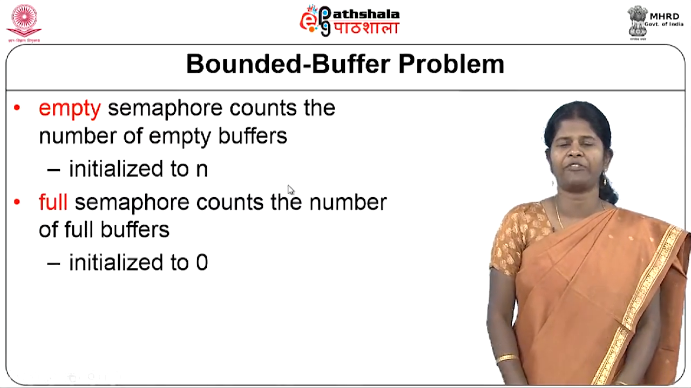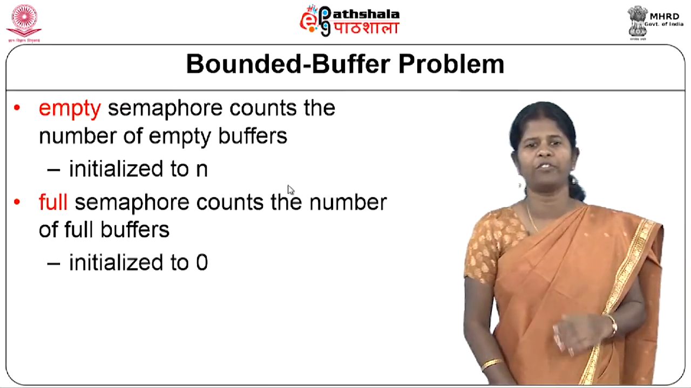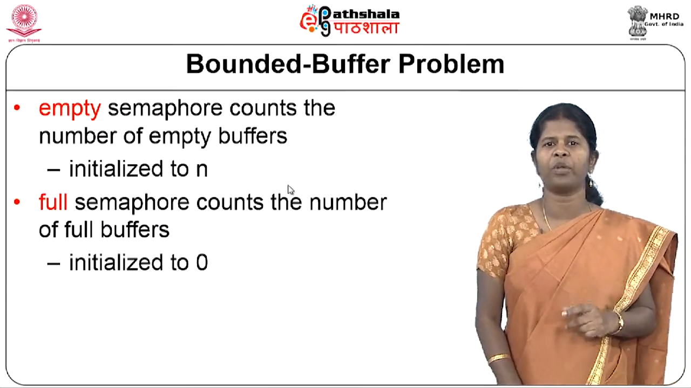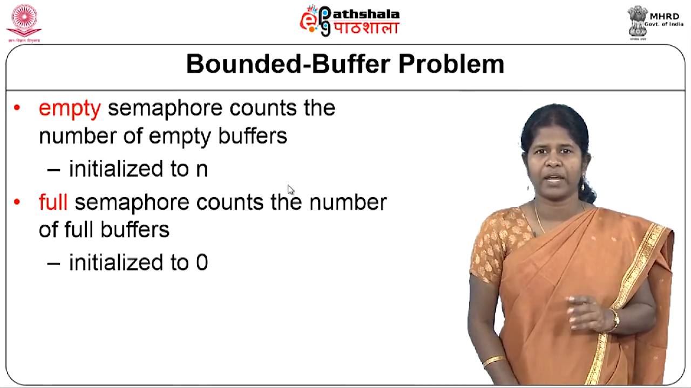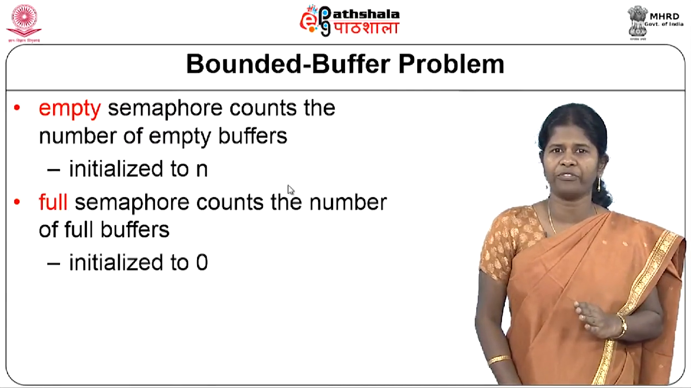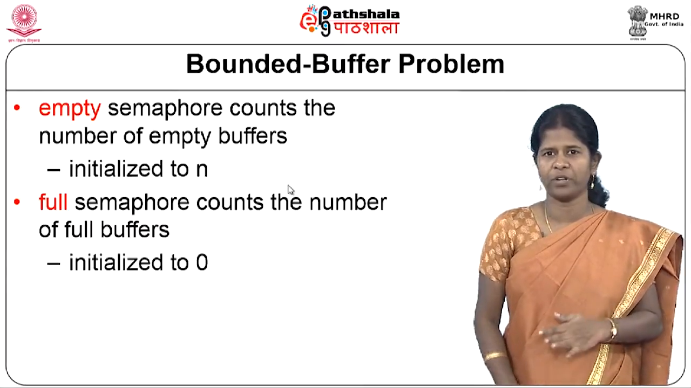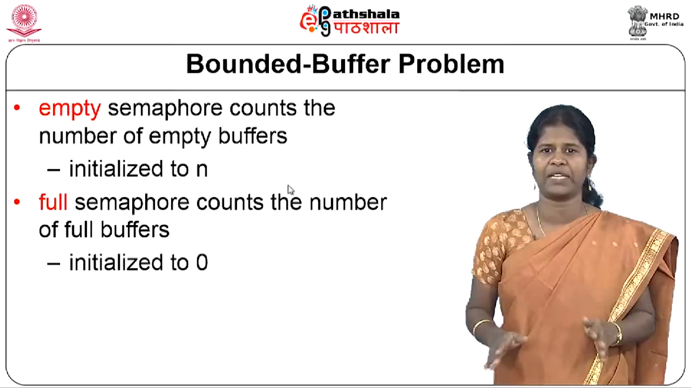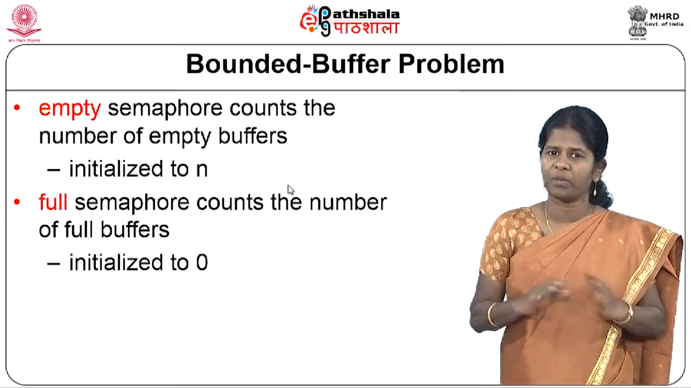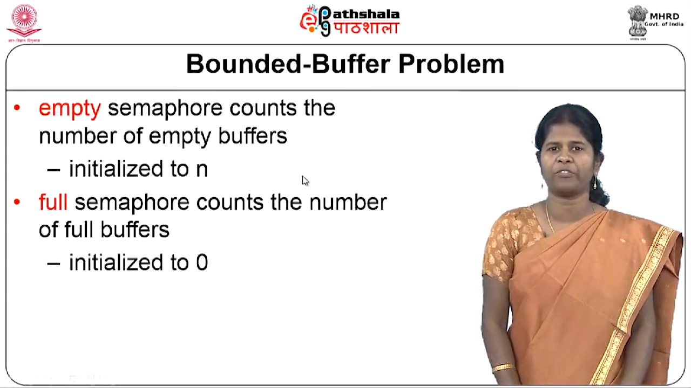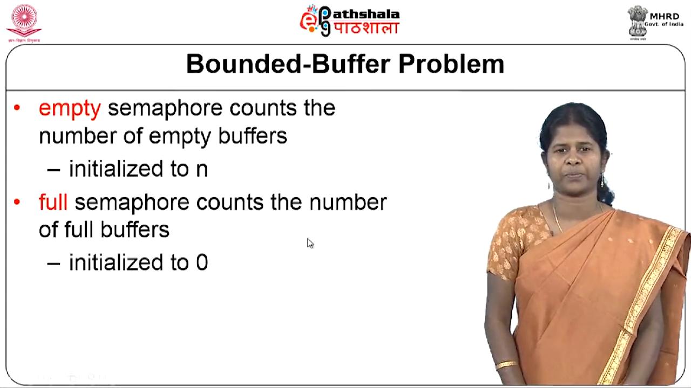And then we have another semaphore called the full semaphore. The full semaphore counts the number of full buffers, that is, it maintains a count of how many buffers are full. Initially no buffer is full, the producer has not placed any item in the buffer, and hence the initial value of the full semaphore is set to 0.